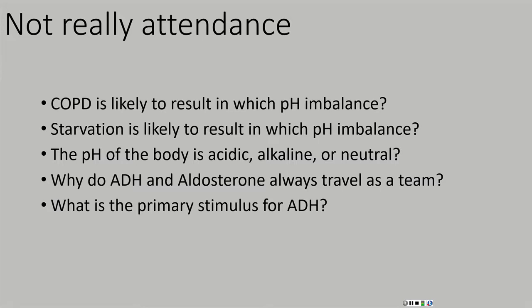Starvation is likely to result in which pH imbalance? Well, when your body is starving, it starts to break down fat and muscle as sources of energy. And byproducts of that are ketones. Ketones are going to drop your pH. So you go into a state of metabolic acidosis, usually something specific, ketoacidosis. The pH of the body is slightly alkaline, 7.35 to 7.45. So it's a little bit above 7. That's alkaline.